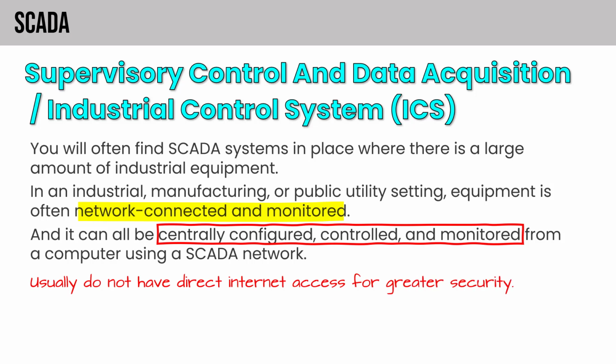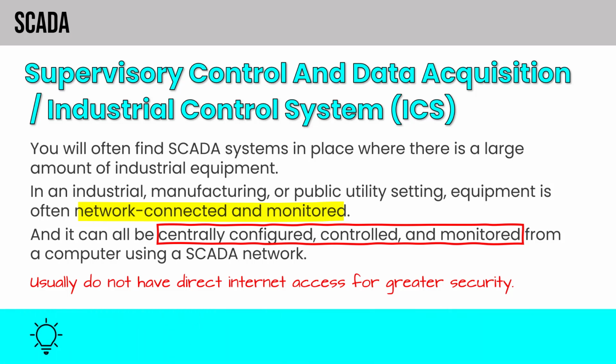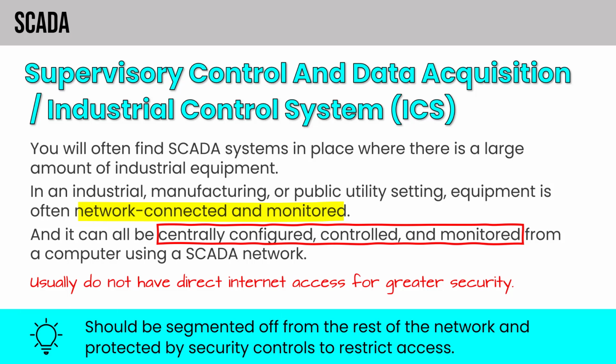They usually don't have direct internet access for greater security. That's not surprising, I think, given they're commonly used in industrial, manufacturing, or public utility settings where there's certainly a lot at stake. Public safety is involved. They should be segmented off from the rest of the network generally and protected by security controls to restrict access.